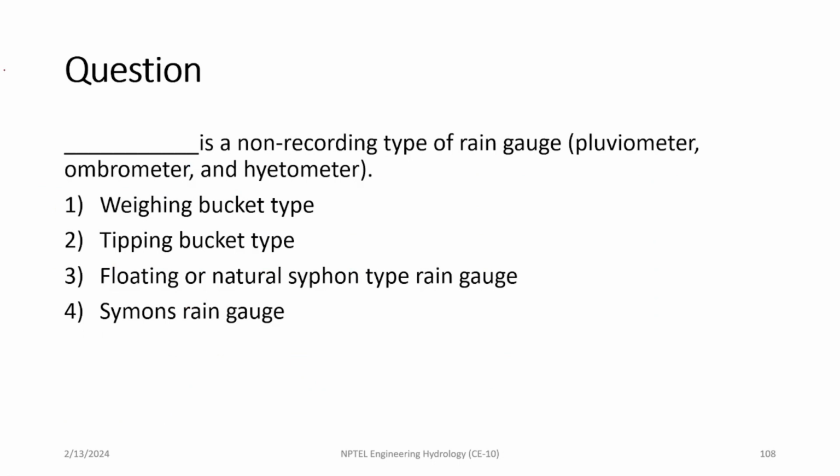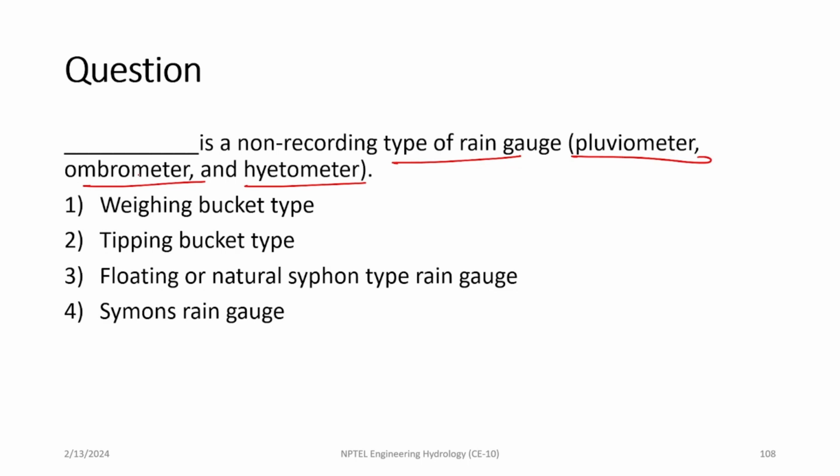Now the next question is: dash is a non-recording type of rain gauge. There is one bracket provided. You should have an idea of what it means. Ashish, can you correlate with this? Just as it has been mentioned, pluviometer, there is one more term, ombrometer, and then hydrometer is also there. They are basically synonyms of rain gauge.